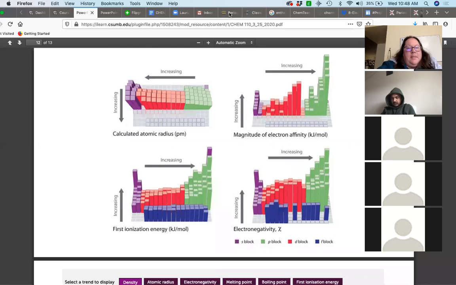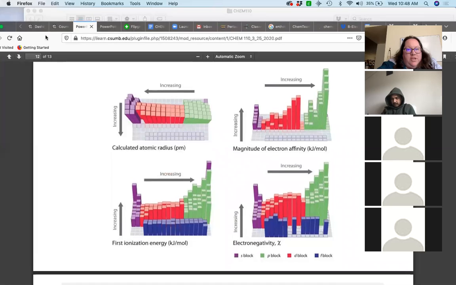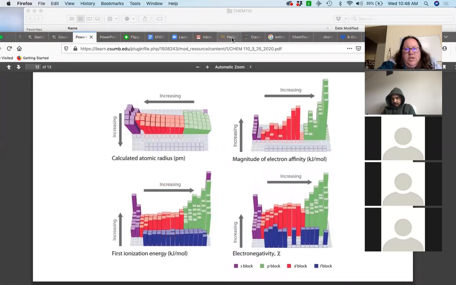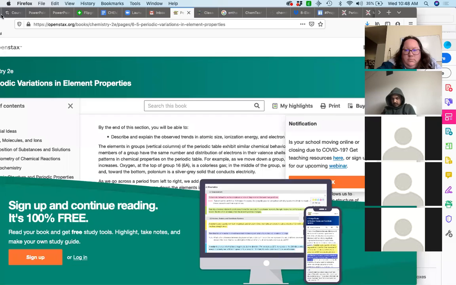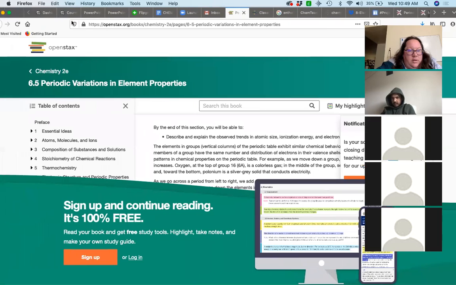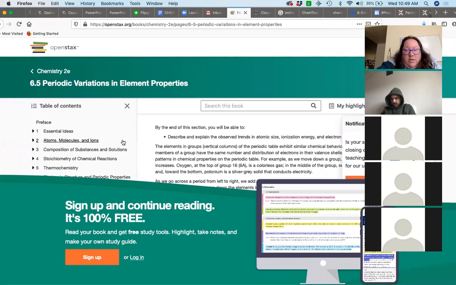All right, so super useful for you as well. I want to be able to show you. So if you haven't checked it out yet, it's totally worth checking out chapter 6.5. If you check here, there's some really great visualizations for 6.5 in terms of the periodic variations. And so you can do that on your phone or you can do that on a computer.